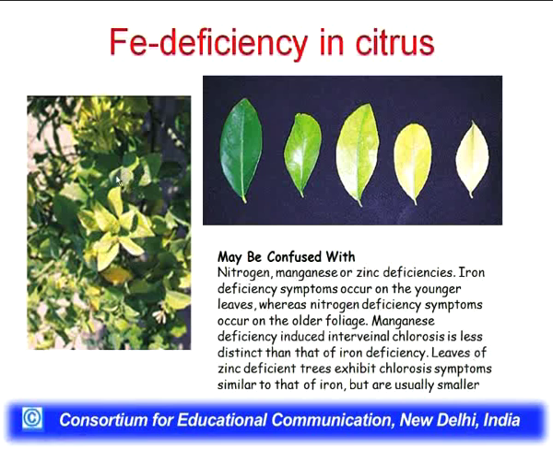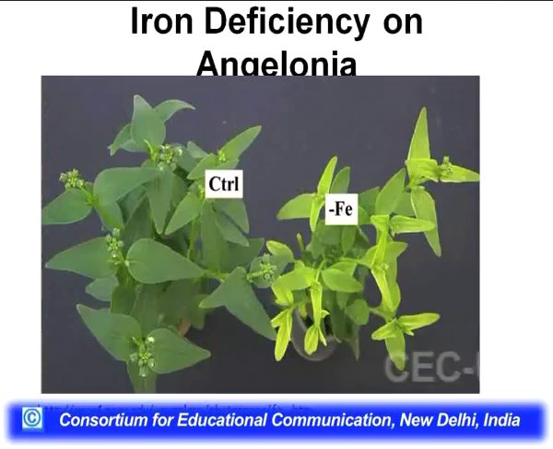They are green because they have iron, but their requirement is less. The upper end, the growing end, they need more iron, so they don't get enough, so they show the symptom first. Similarly, you can see this more clearly about an iron deficiency in Angelonia, that's an ornamental plant.